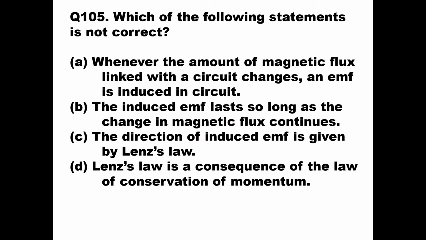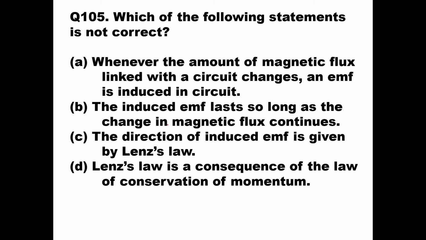Which of the following statements is not correct? Okay, so if you read the statements, option A: whenever the amount of magnetic flux linked with the circuit changes, an EMF is induced in the circuit. This is correct. Option B: the induced EMF lasts so long as the change in magnetic flux continues. This is also correct. Option C: the direction of induced EMF is given by Lenz law. That is also correct because Lenz law says that induced EMF or induced current will have a direction which is just opposite to the very cause producing it.